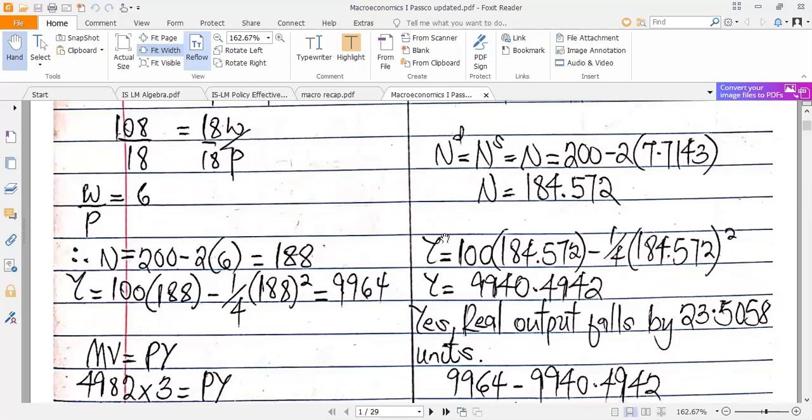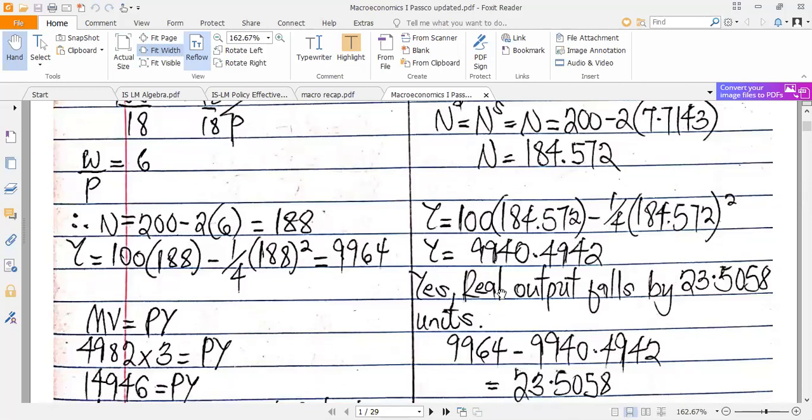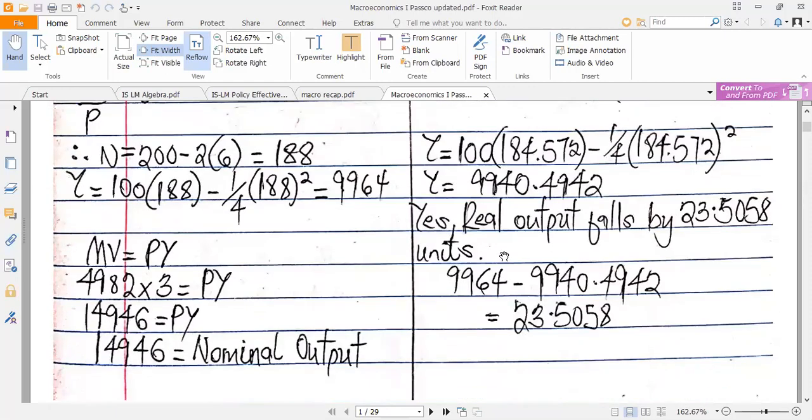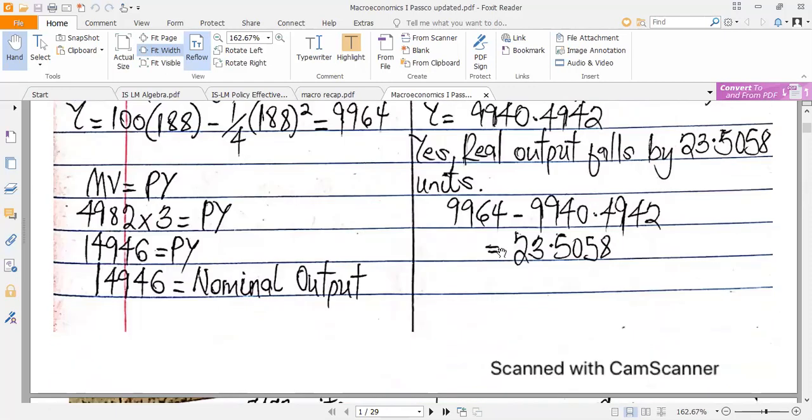If you want to find your new real output, you put this new N into the production function that we were given. If you remember, it was 100N minus 1 over 4 N squared. So you do your math, and then we get our new Y. Yes, it's having real effects because there's a change in the real wage, a change in N, and a change in Y. It has been able to change all the real variables.